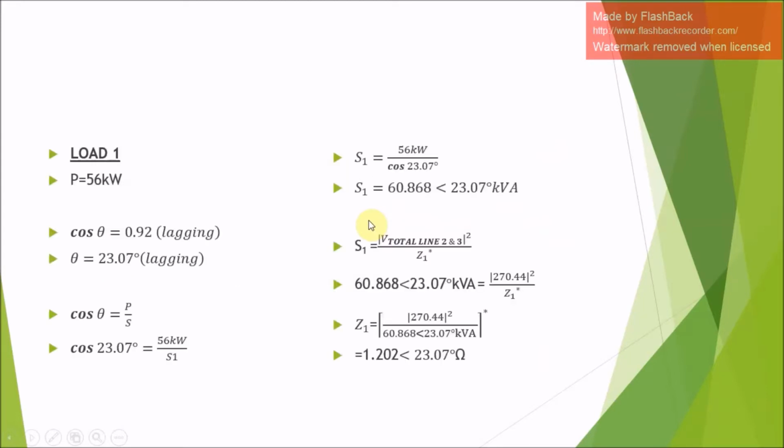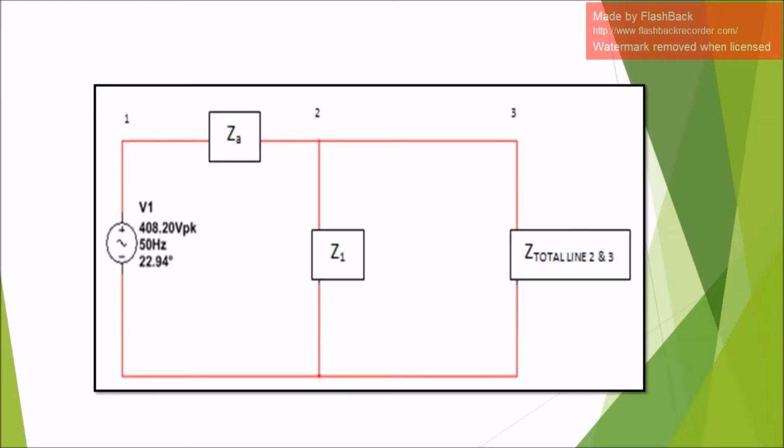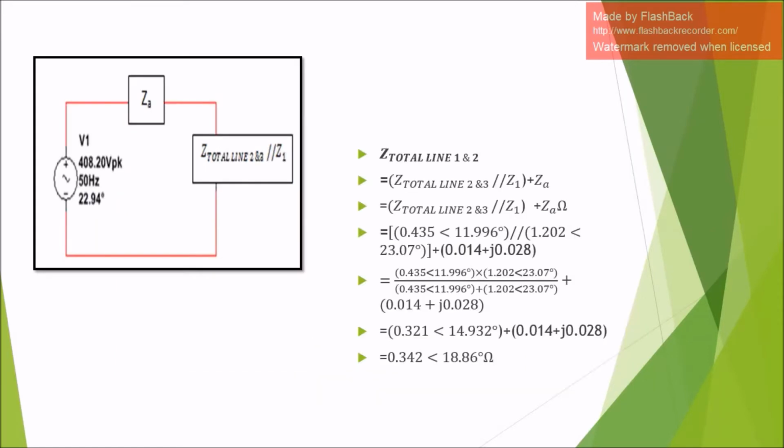So next, we calculate the impedance, current and voltage at load 1. For the calculation of load 1, using the formula of S equal to V square over Z conjugate, and repeat every step of calculation at load 2. So this is the simplified circuit after the Z total line 2 and 3 is obtained.